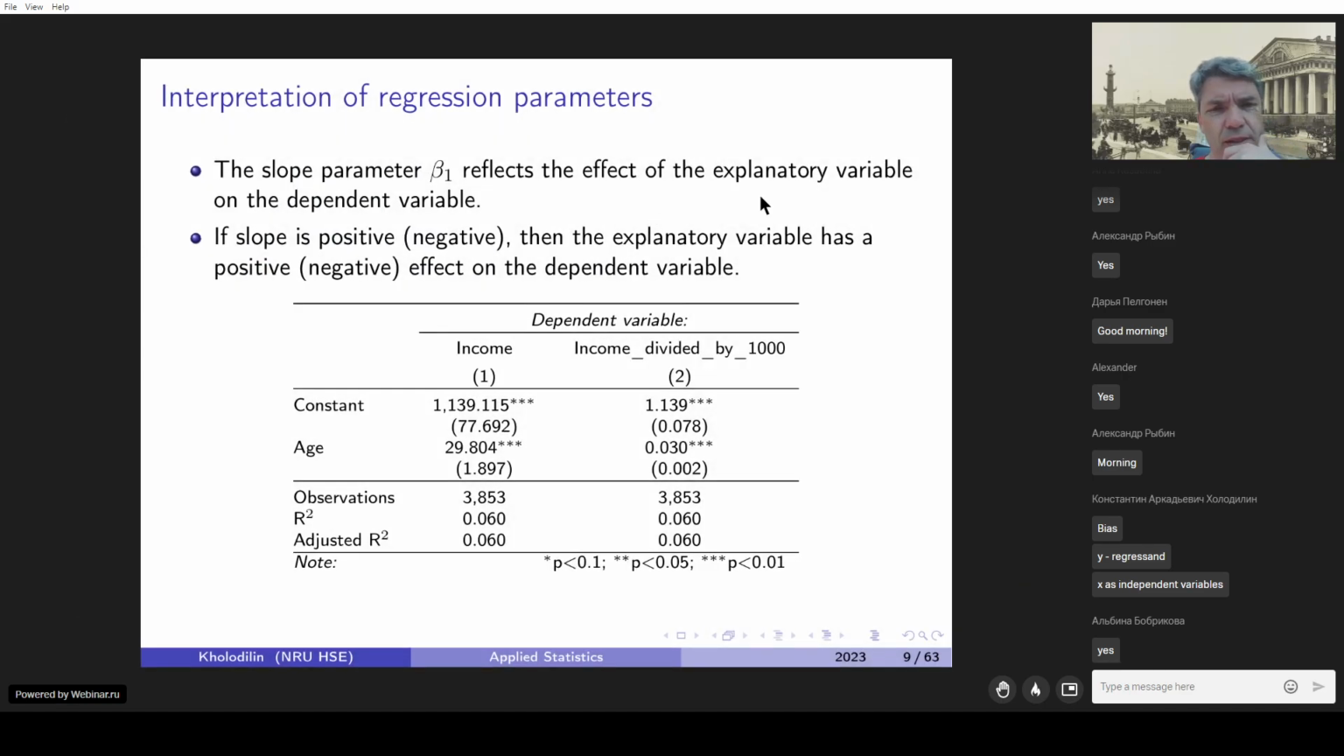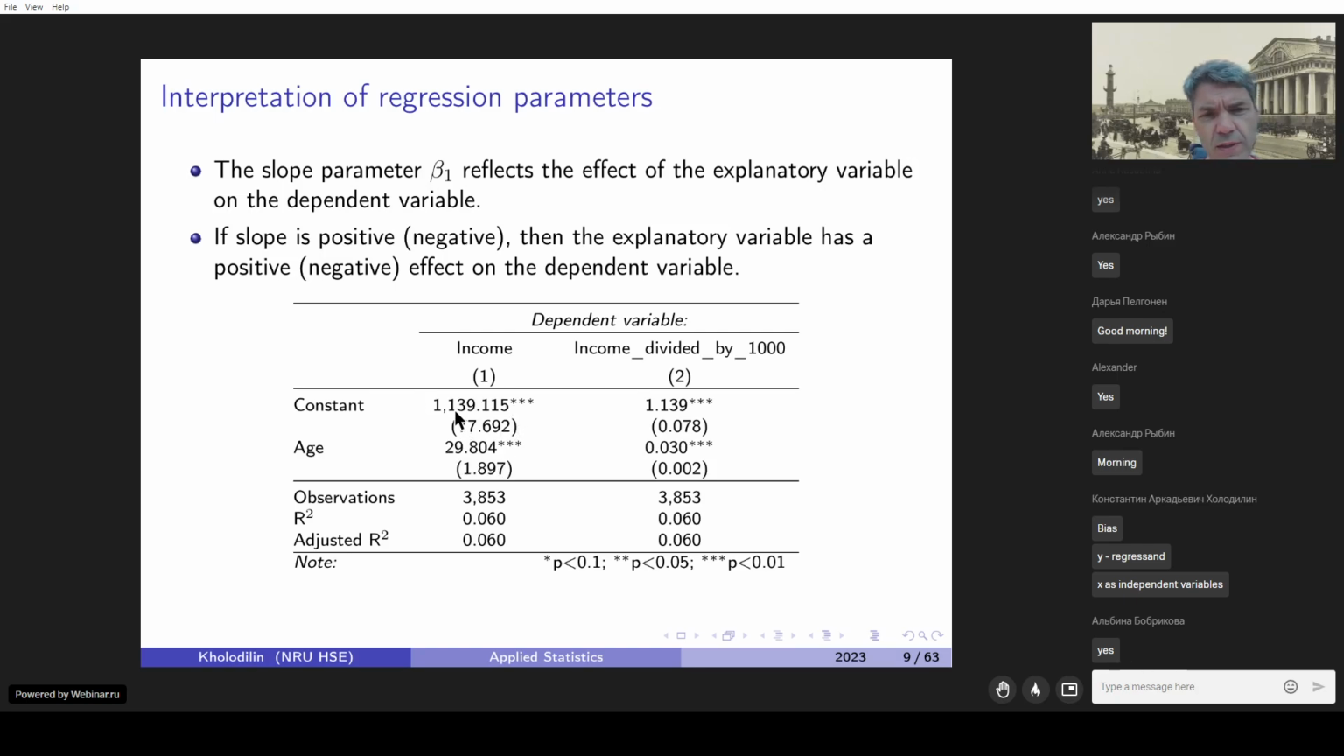Now let's look at an example of some regression. Here I used some real data taken from a survey of households and persons in Germany. So here I used, as you can see, almost 4,000 observations. And I took as a dependent variable income level, the net income of persons, and I regressed it on the age of these persons. And you see here we have both constant and slope.